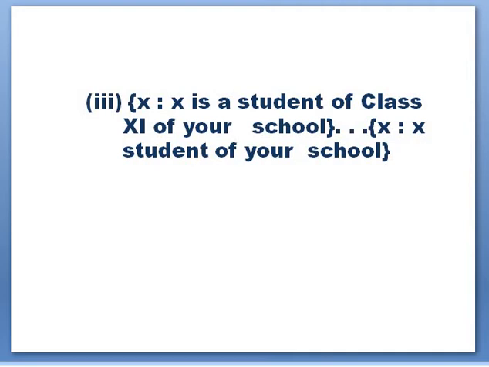So, see, what is the first set? X, such that X is a student of class 11 of your school. And the second set is X, such that X is a student of your school. Now, have you understood the idea? Now see, a student of your school who is studying in class 11. Now, any student studying in class 11 of your school is also a student of your school.